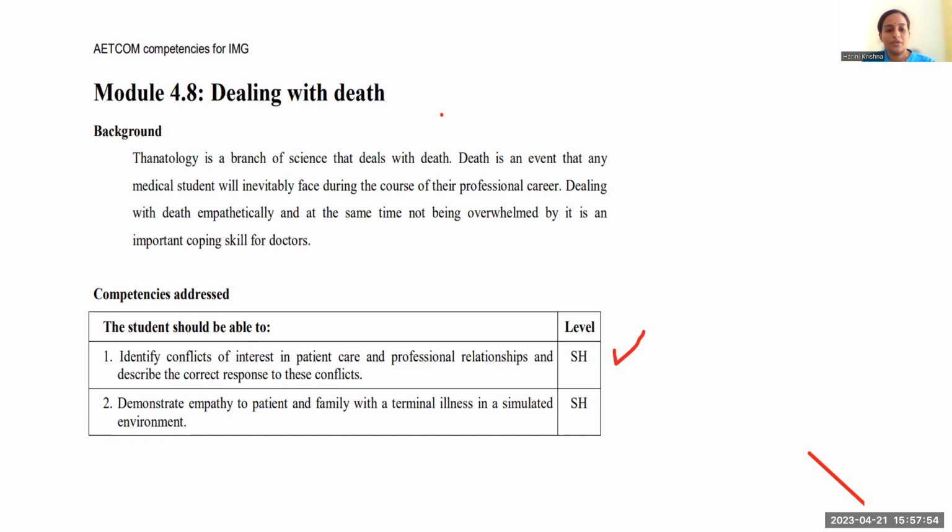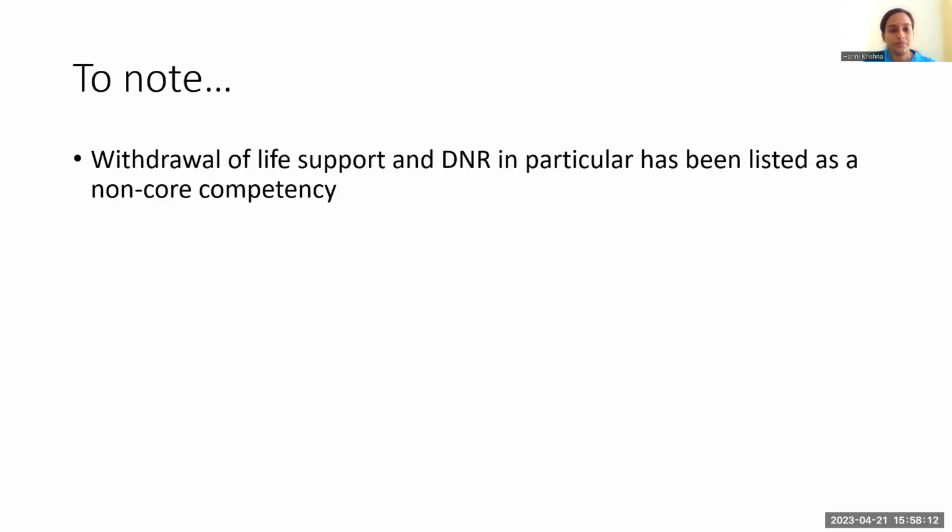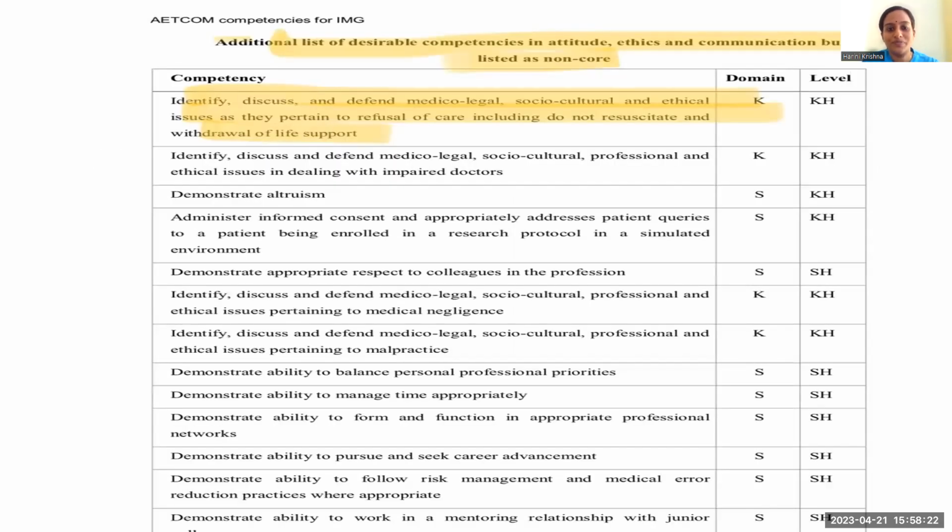So as Dr. Parul had already quoted the module, what we deal with may probably be the first competency, where the conflicts of interest in patient care have to be identified and correct response has to be delivered, which is a show-how level of domain. And also the subtopics included in our topic, which is the withdrawal of life support and DNR, is actually listed as a non-core competency under 8Com.